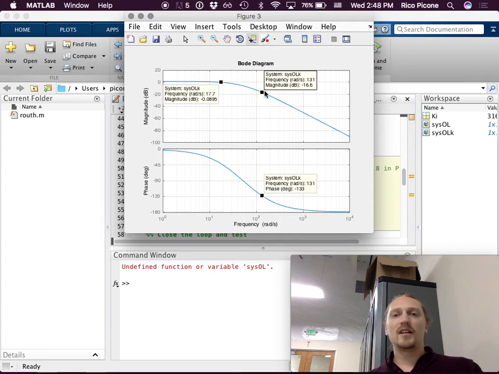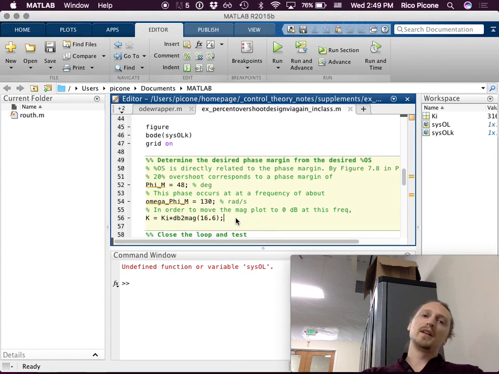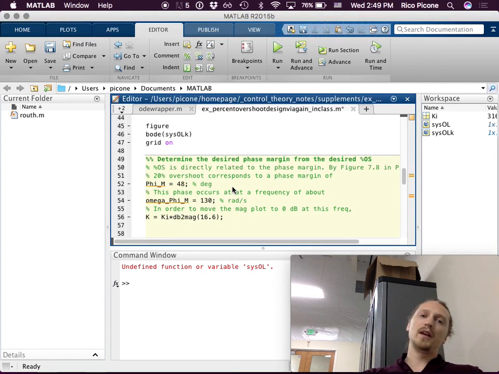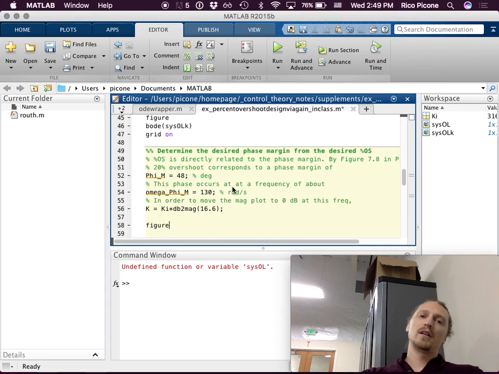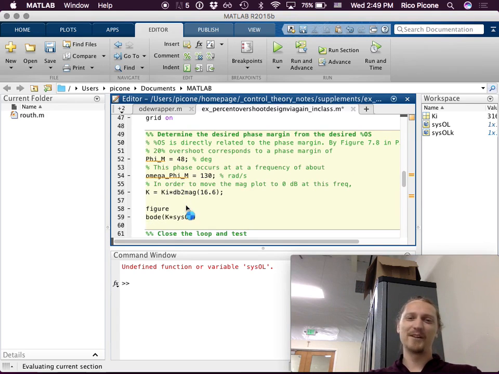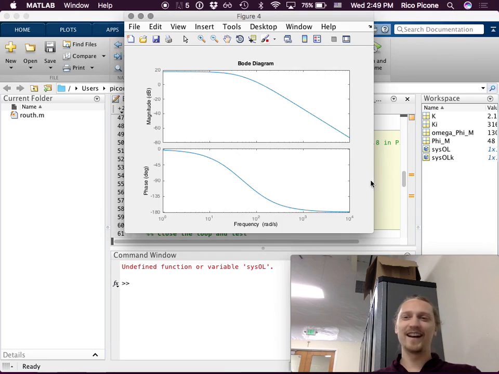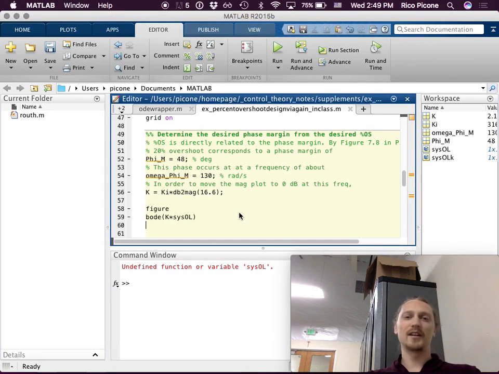I didn't include this, but we could easily do so. So let's do a figure, bode of k times sys open loop. You type bode. Grid on is good.